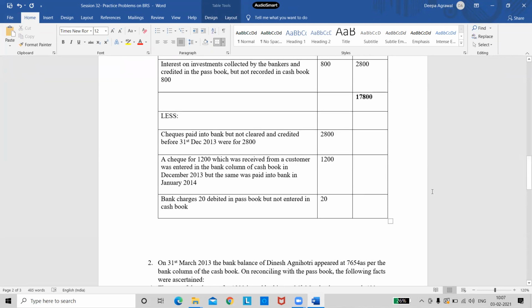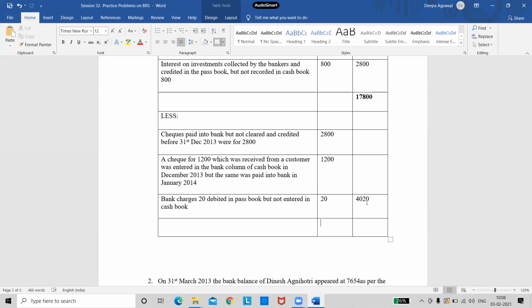So now what I will do, I will add up. See, all these 3 items have to be deducted. So I will take all these 3 items and I'll put the total in the outer column. So tell me the total of these 3 items. It is 2800 plus 1200 plus 20 rupees. So it gives me 4020 rupees.